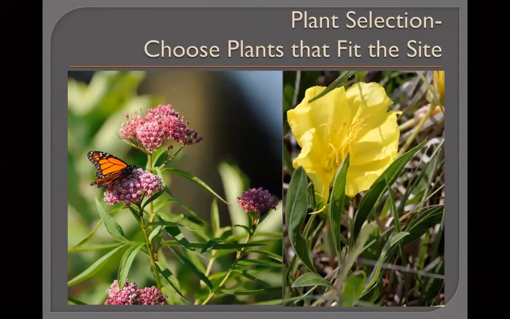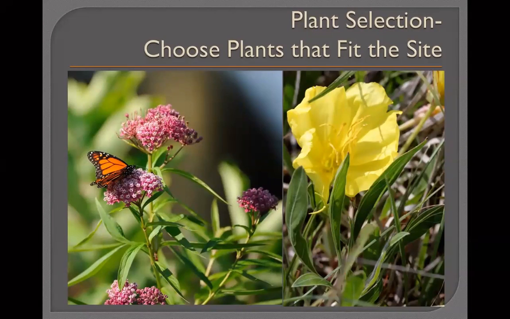Evening primrose grows on rocky hillsides, exposed sites, dry areas. You can't grow these together. One will be happy, one will die. You'll either overwater or underwater. It's really important to match the plants up with the site that you have.